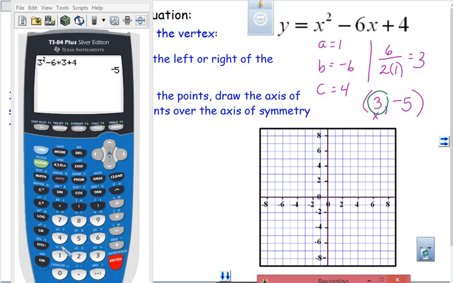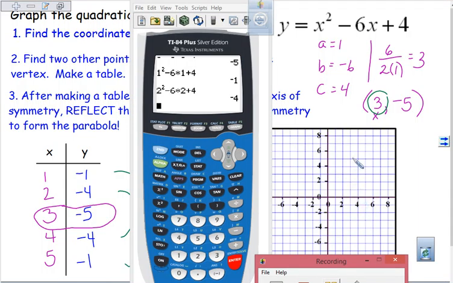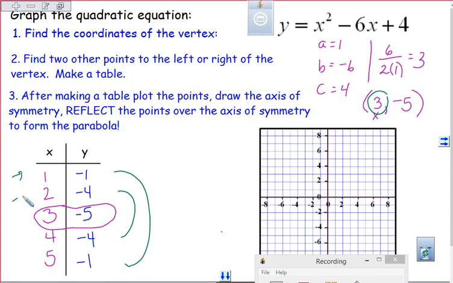Then we have to find out what goes along with 4 and 5, and then remember that that rainbow effect is going to happen with our parabola. So I plugged those numbers into the graphing calculator, and I decided to plug in the 1 and the 2.